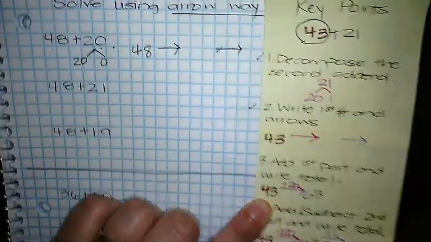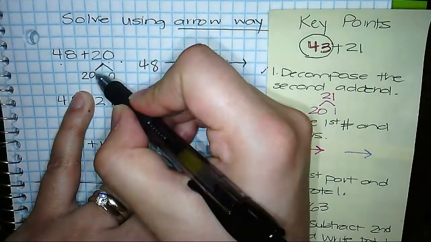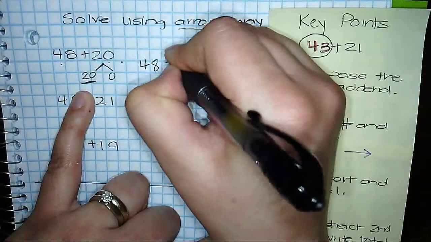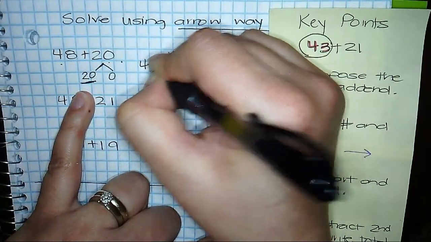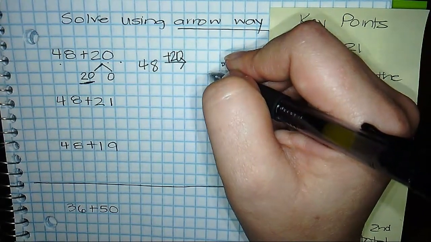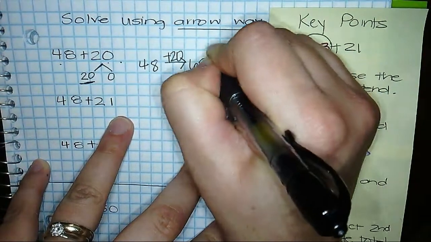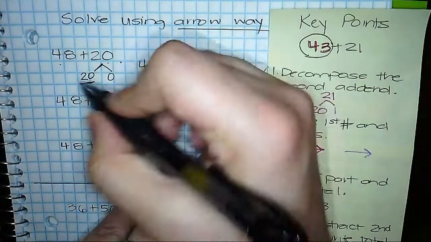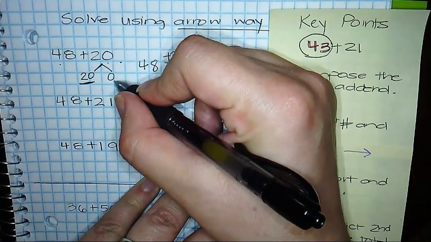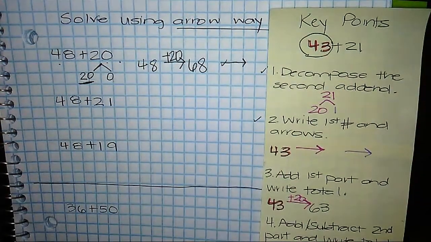Key point number 3 says add the first part and write the total. Since this is 48 plus 20, this part goes over here, plus 20. And 48 plus 20 is, this is like I'm skip counting. 48 plus 20 equals, get ready. Yes, 68. Now, I know I told you to do 2 arrows because there were 2 parts, but you know any number plus 0 gives you the same answer, so I stopped right there, boys and girls. This is for the first part.